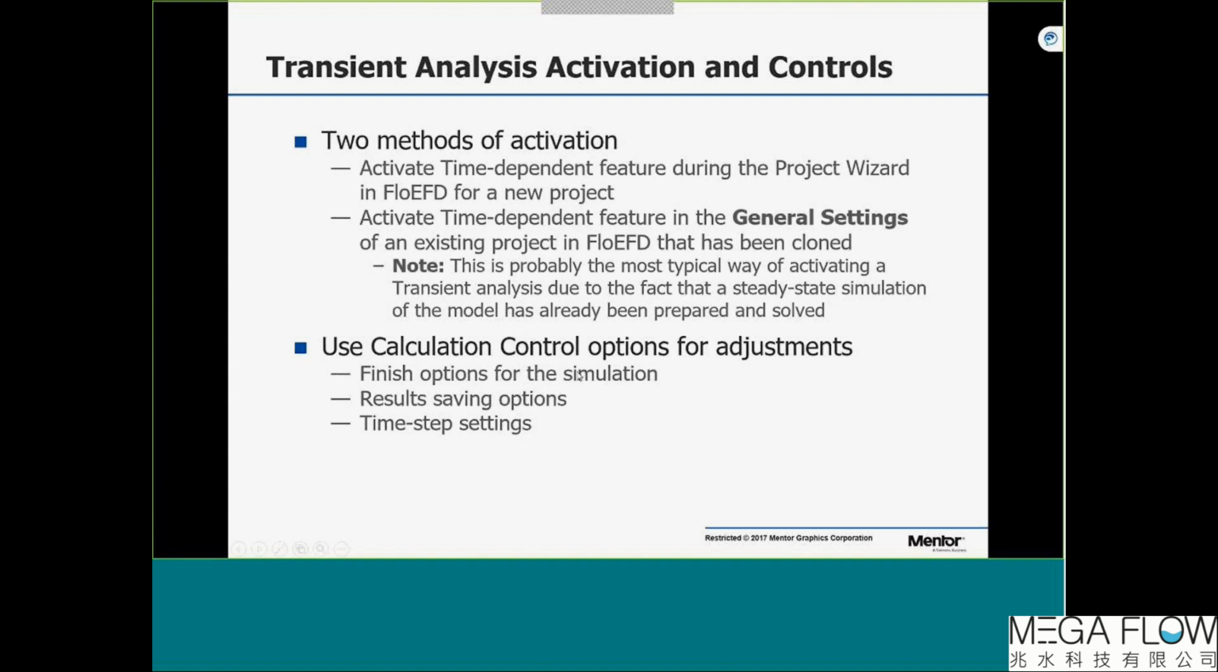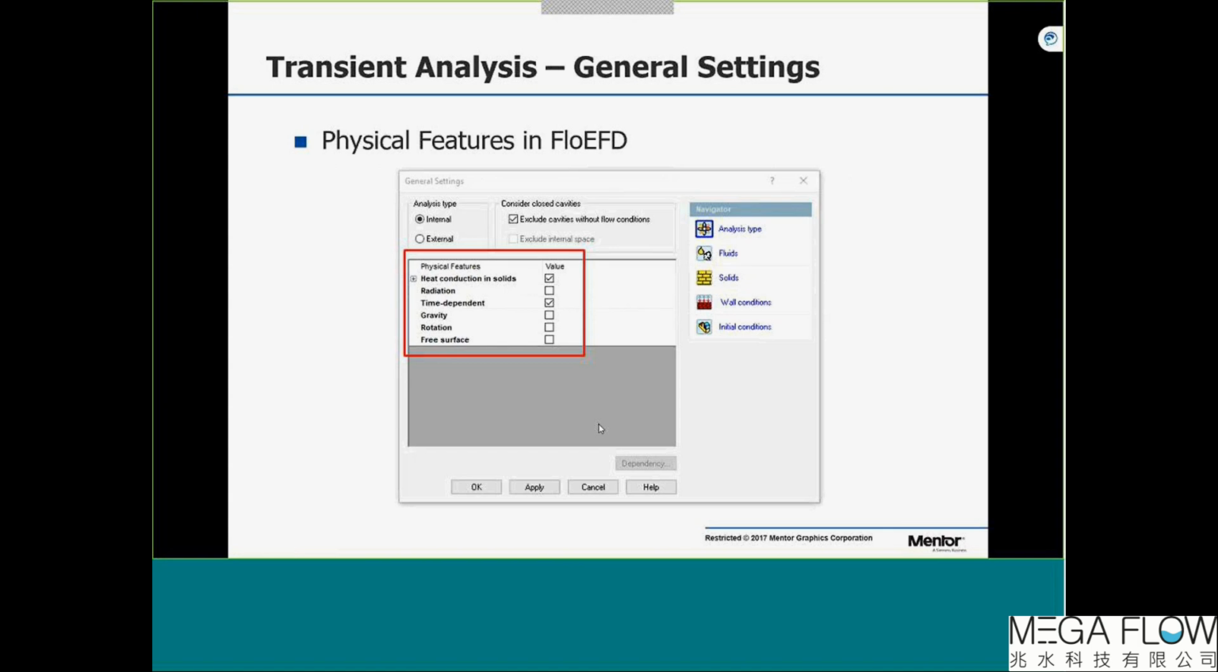We're going to use the calculation control options for the adjustments of the transient. That includes the finish options. What are the criteria to stop the simulation? It's going to be different than a steady state, but obviously you're going to have your own criteria, whether it's a physical time or convergence or something like that. How do we save the results? How often do we save results? And what do we want in the results? Basically, what files should we have? And then the time step settings for the transient analysis itself, for the time step setup.